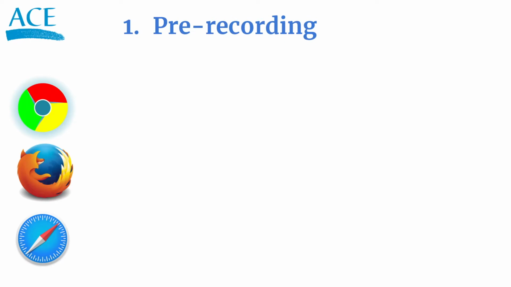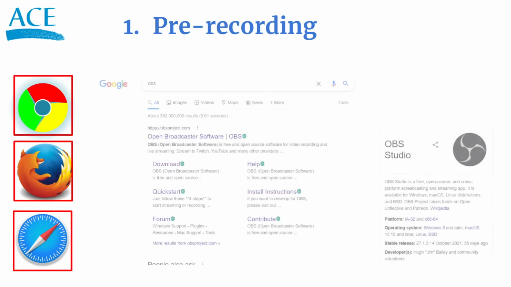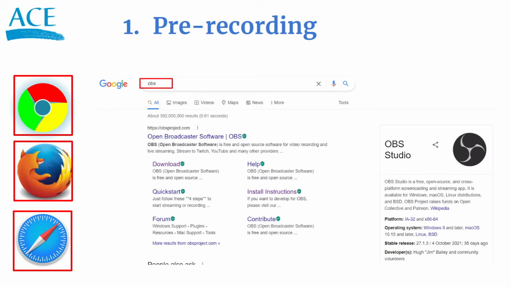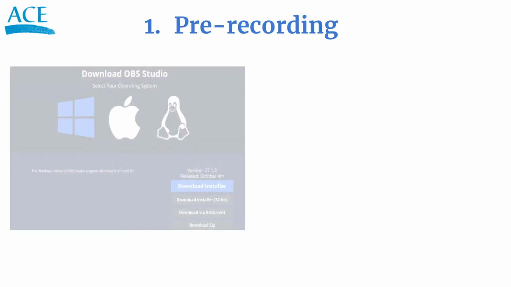Before you are able to record video using OBS, you first need to install OBS on your computers. So you can open any browser that you prefer and then type down the word OBS and then click on download. So when you click on download, this screen will pop up. So please select your operating system.